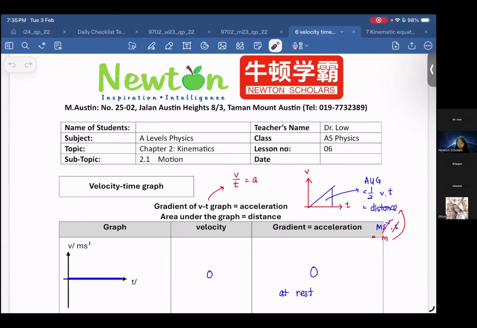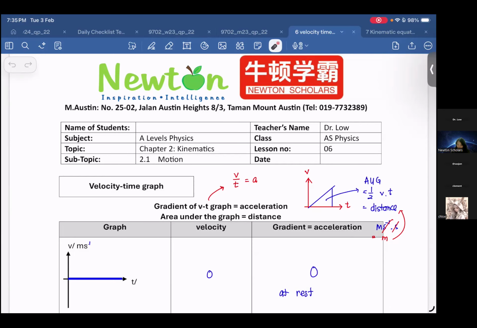Okay, boys and girls, so we continue our lesson number 6. Last week a lot of you were absent, although we got the video recording. But today, before we go to the past year questions and answer them, we recall a bit about worksheet number 6.